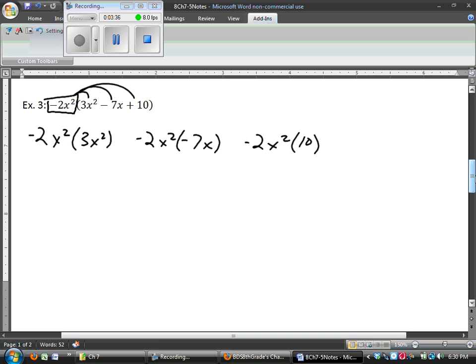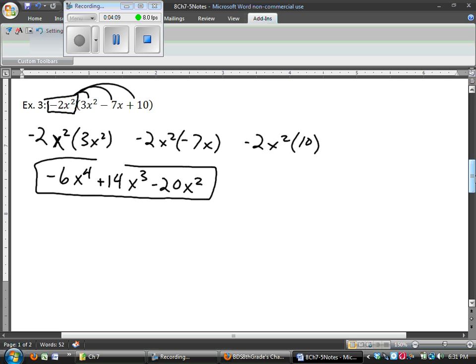So we'll take our coefficients first, multiply those to get negative 6. Then combine the exponents. X squared times x squared is x to the fourth. Next set, we have negative 2 times negative 7 to get a positive 14. And x squared times x is x cubed. And in the last term, we have negative 2 times 10 to get negative 20. And x squared follows along. Again, it goes 4, 3, 2. It's in descending order. There's no like terms. They're all different exponents. So there's nothing else to combine.